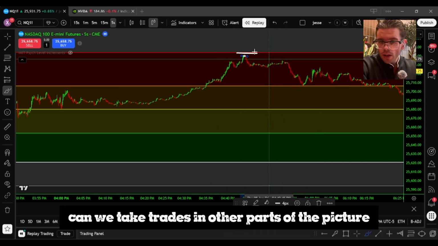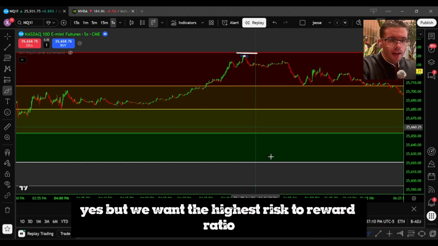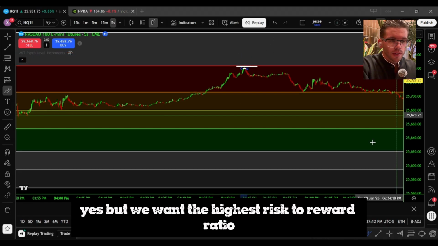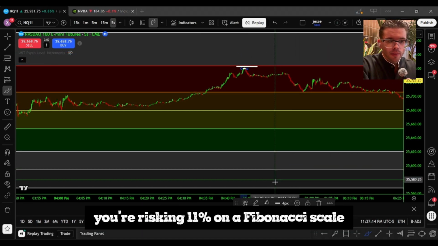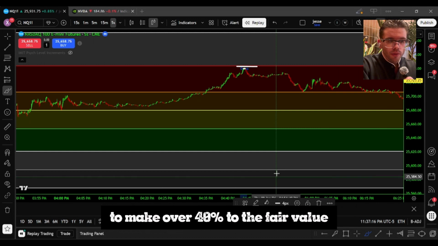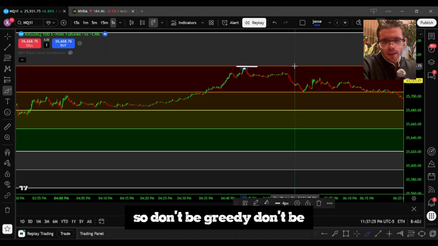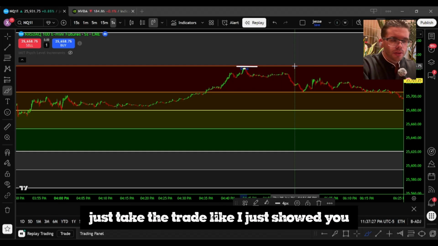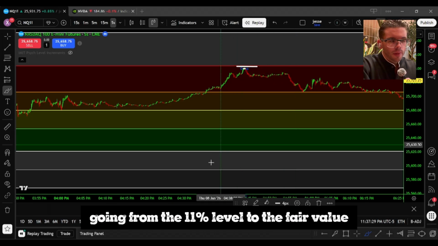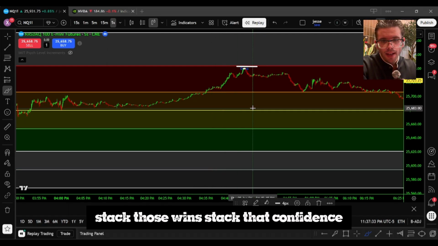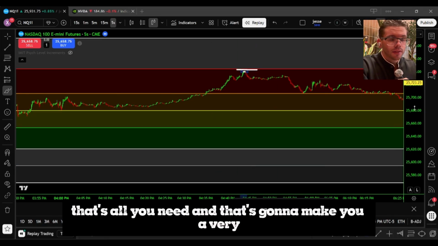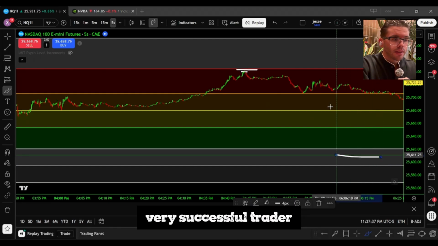Can we take trades in other parts of the picture? Yes, but we want the highest risk to reward ratio. You're risking 11% on a Fibonacci scale to make over 40% to fair value, and potentially 60 to 70% all the way up to the 78 level. So don't be greedy. Just take the trade like I just showed you, going from the 11% level to the fair value, stack those wins, stack that confidence. That's all you need. And that's going to make you a very, very successful trader.